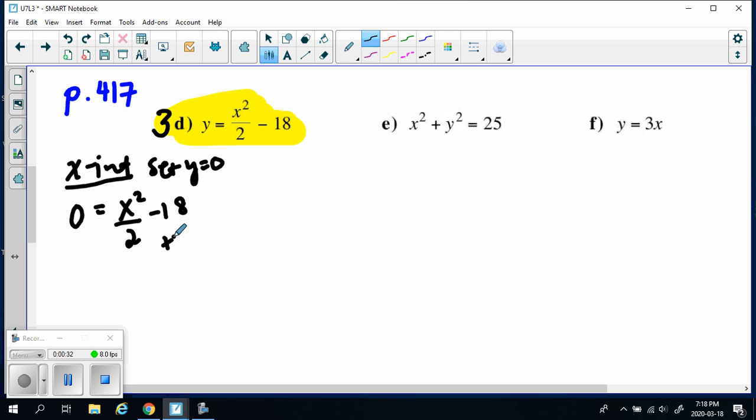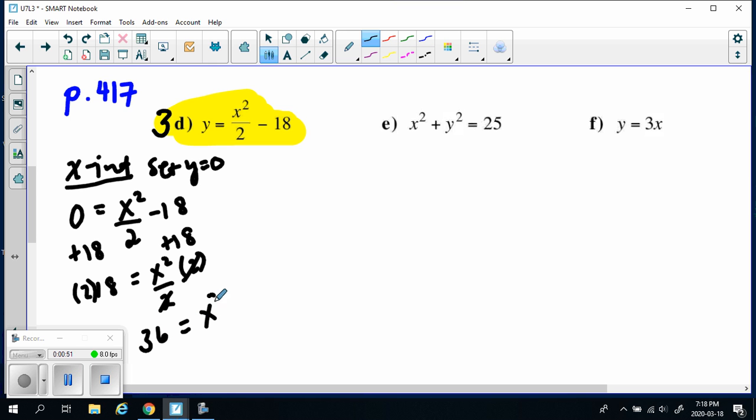So the first thing we're going to do is add 18 to both sides in order to solve for x. So we have 18 is equal to x squared over 2. And then we're going to multiply both sides by 2. We'll try and get that x squared by itself. So then we're going to have 36 is equal to x squared. And then we want to square root both sides.